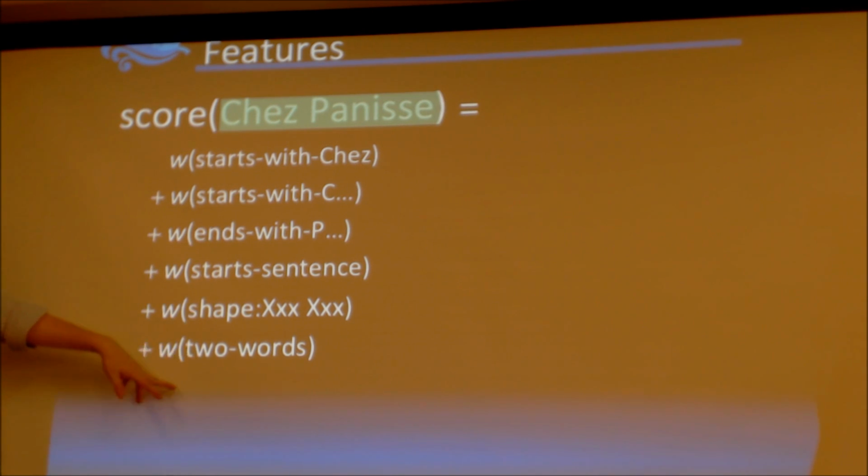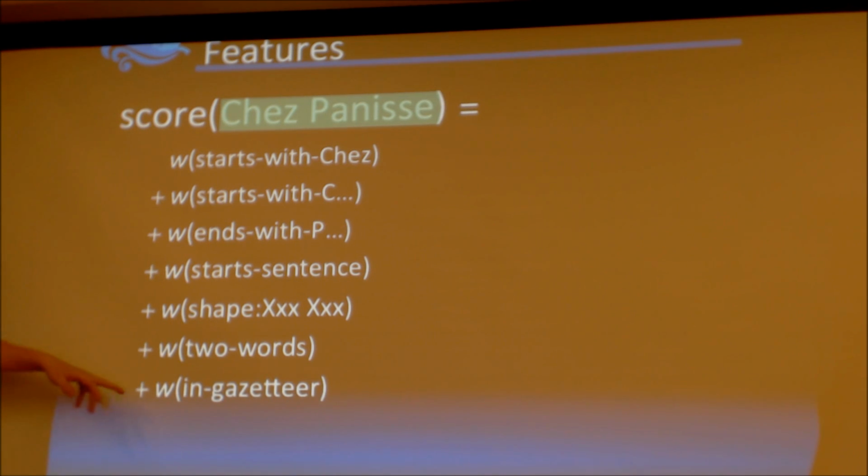And then maybe there's something that says it's 2 words long. Names tend to be 2 words long. Companies tend to be 1 word long, or maybe a little bit longer. Works of art tend to be very long. And then maybe we have a gazetteer feature. That's how the semi-CRF actually does its job.